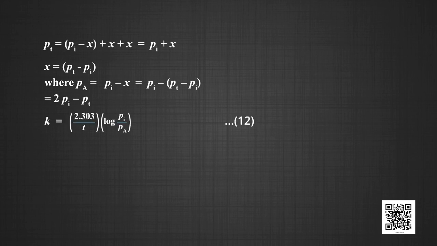K is equal to 2.303 upon t log Pi upon Pa, which is equal to 2.303 upon t log Pi divided by 2 Pi minus Pt.